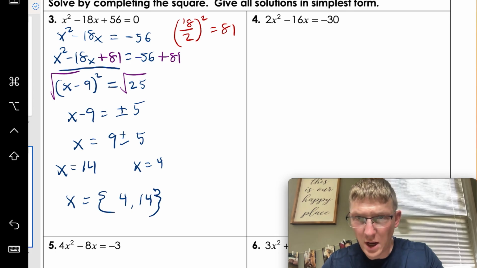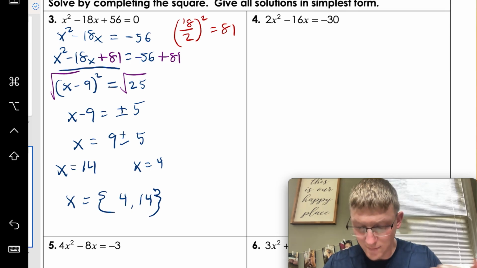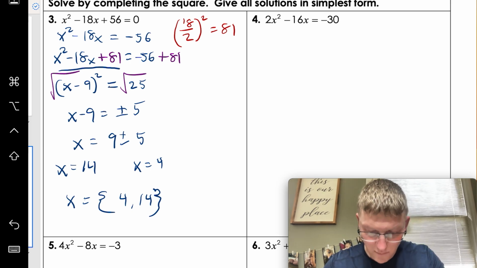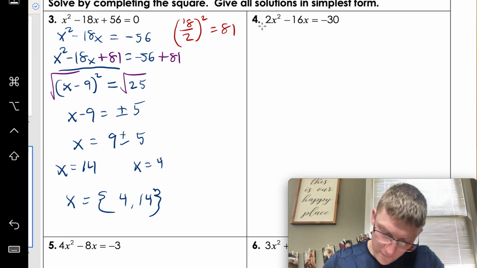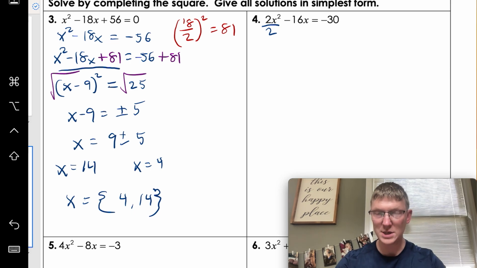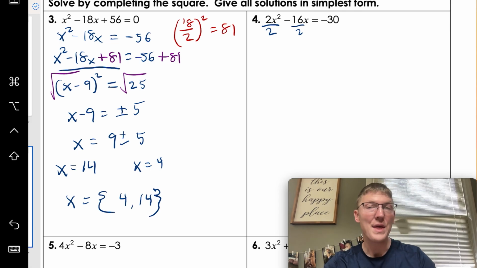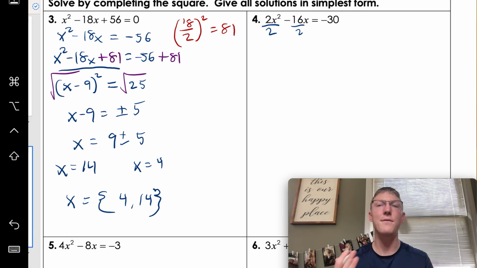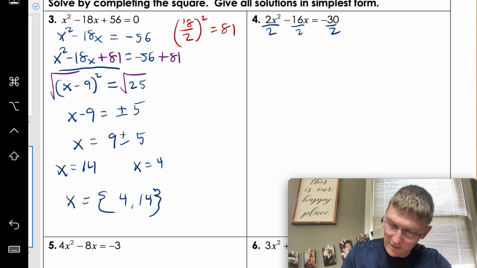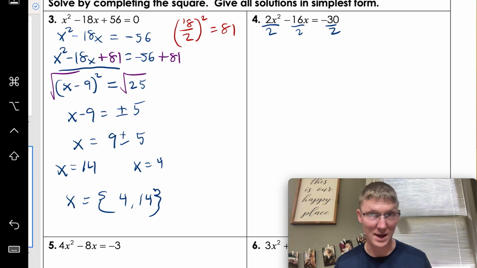Okay, so when we start looking at number 4, hopefully you notice that this is the first time that we have a number in front of our x squared. So remember, we can't have that, so we're going to have to divide that out. But when you divide it out, if you divide this one by 2, number 1, you have to divide the entire side of the equation by 2. So we got to divide this thing by 2, as well as anything you do to the left side of the equation, you have to do to the right. So we're going to divide this side by 2. Long story short, divide everything by 2. Everything.